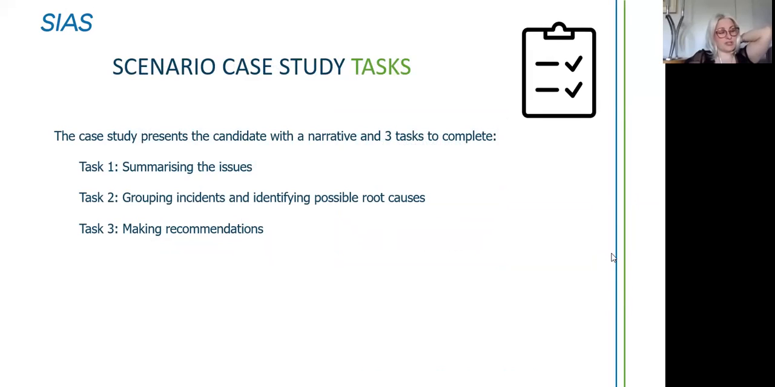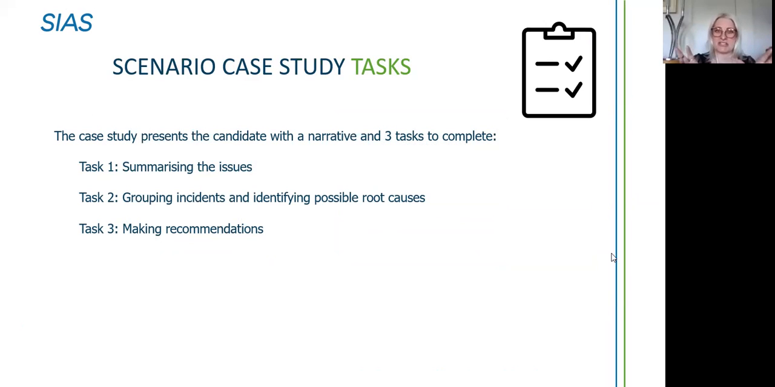Now, if we think about the scenario case study tasks, the candidate will be presented with a narrative. So this is a scenario, and it might be an environment that they are familiar with, or one that they are not familiar with. What we need them to do is complete 3 tasks. First, summarize the issues that are in there. These issues are going to be related to things like health and safety, quality, regulatory compliance, those kinds of things.